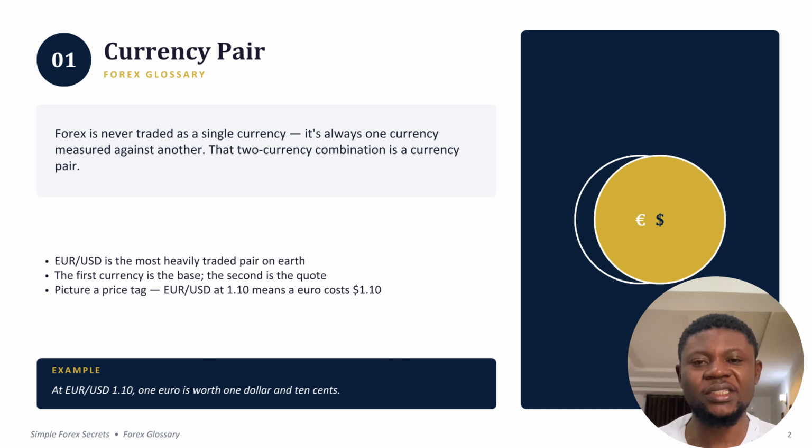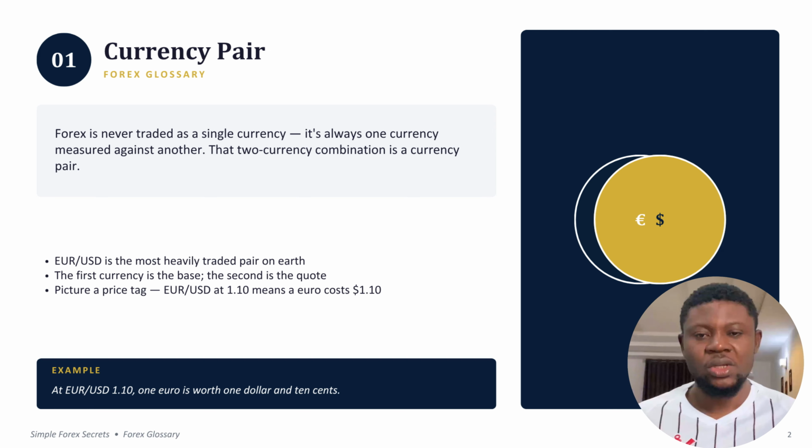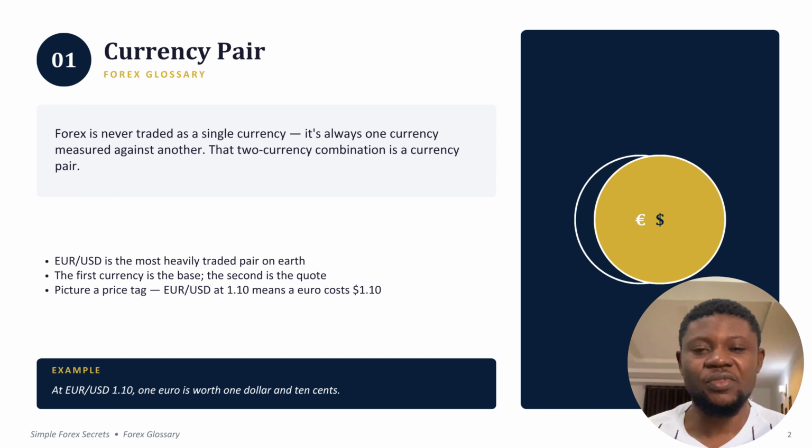So the first one is currency pairs. In Forex, you never trade one single currency. You always trade one currency against another. And that combination is called currency pairs. The most traded pair in the world is Euro USD, and that is the euro against the dollar. The first currency is the base currency, while the second currency is the quote currency.